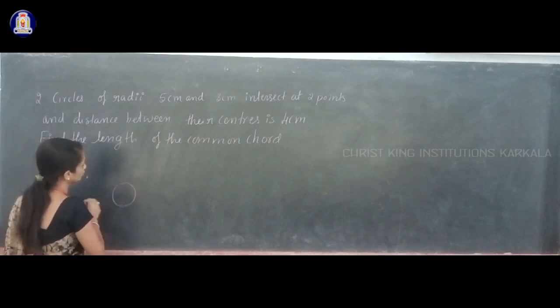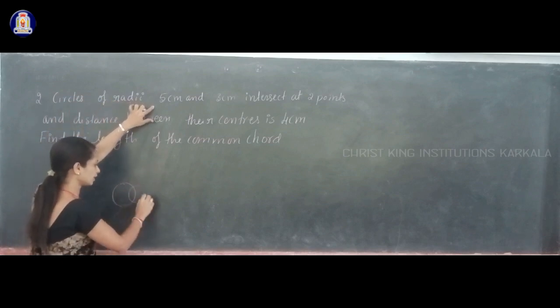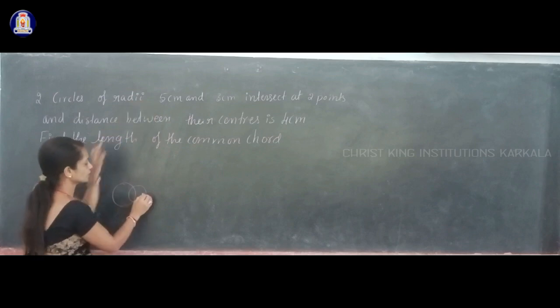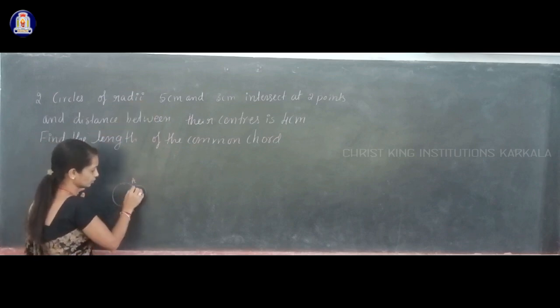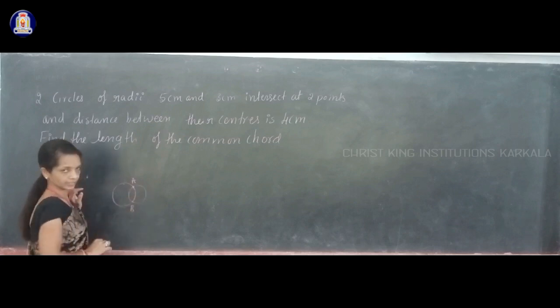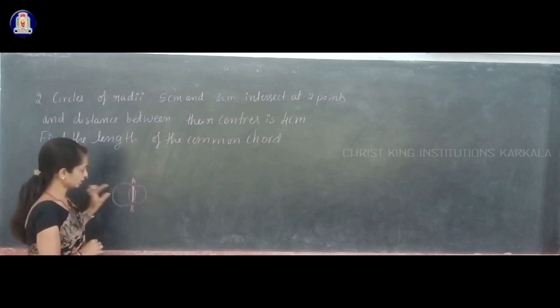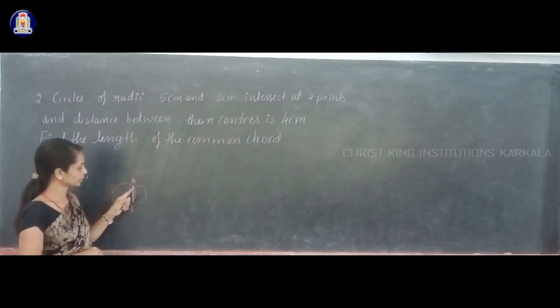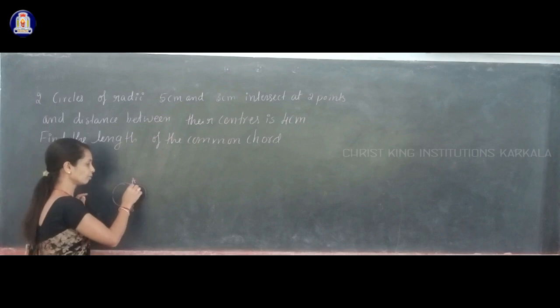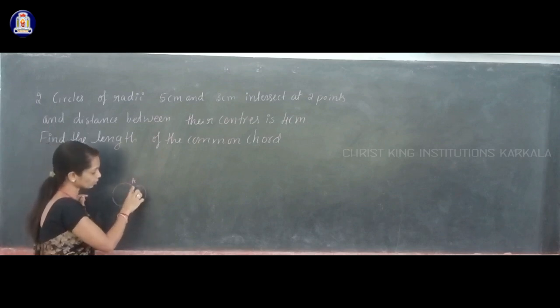Okay, you have to draw two circles. One circle is of radius 5 centimeter, another circle is of radius 3 centimeter. Okay, and they will intersect at 2 points. So here you can see they are intersecting at 2 points. If you join those points of intersection, then you will get a chord AB that belongs to both the right circle as well as the left circle. So that is called a common chord. You have to find the length of the common chord.